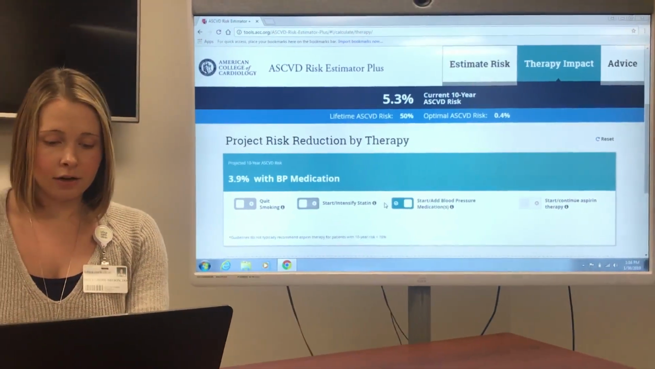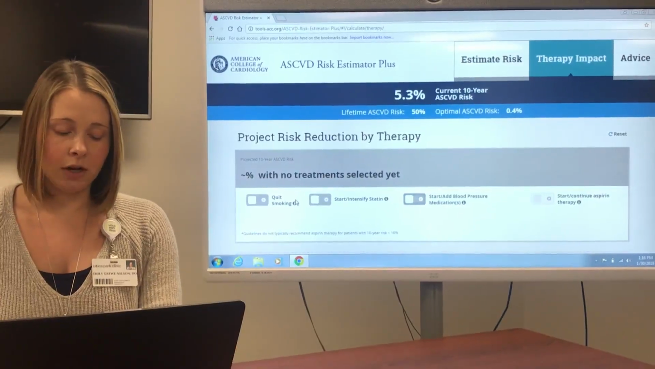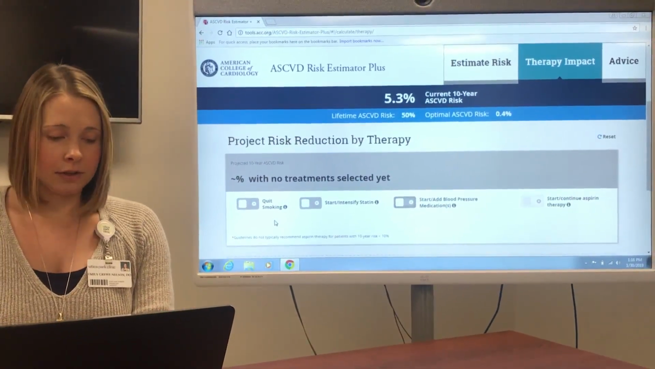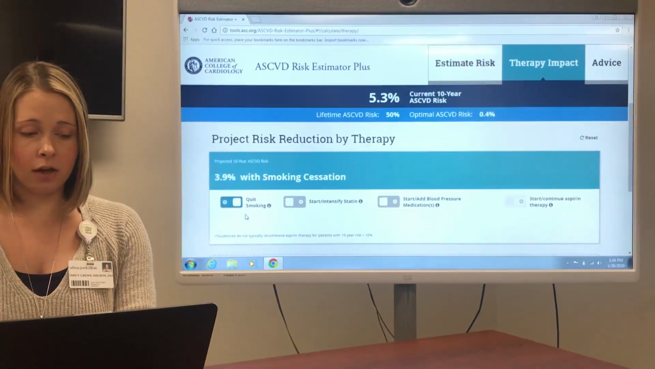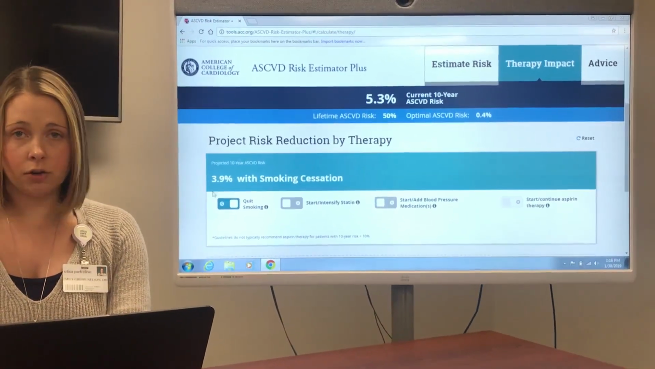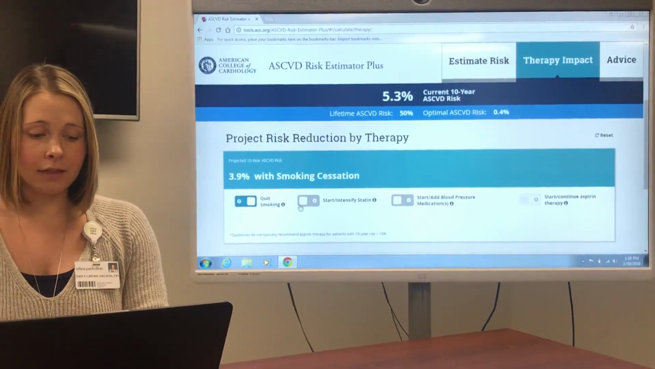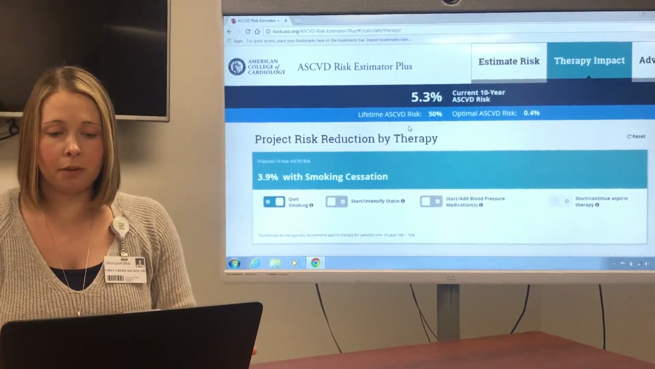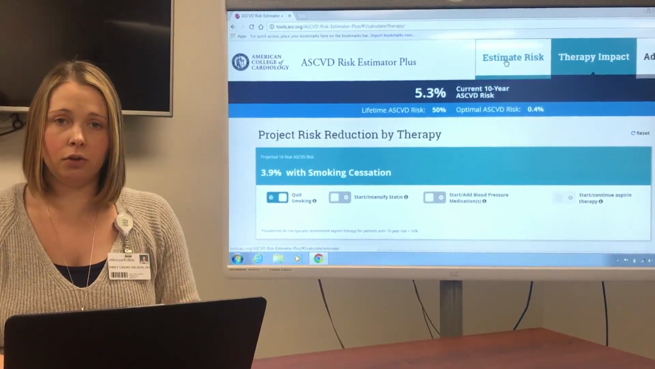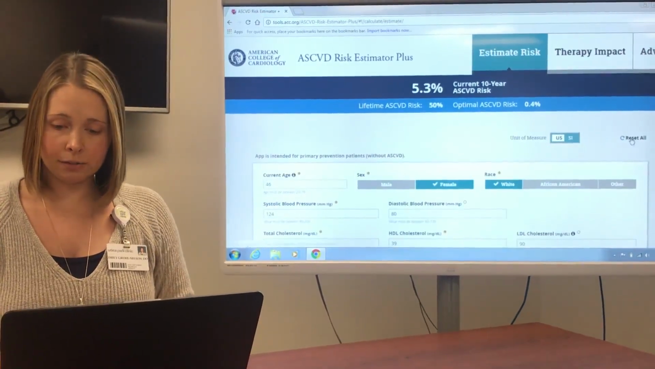But here's the thing, most patients don't want to be on a statin for whatever reason, they get a bad rap. But you can come over here and say, if you quit smoking, your 10-year risk goes down to 3.9%. And that brings you essentially outside of the statin benefit group. So that can be a powerful tool in motivating patients to make significant lifestyle changes.